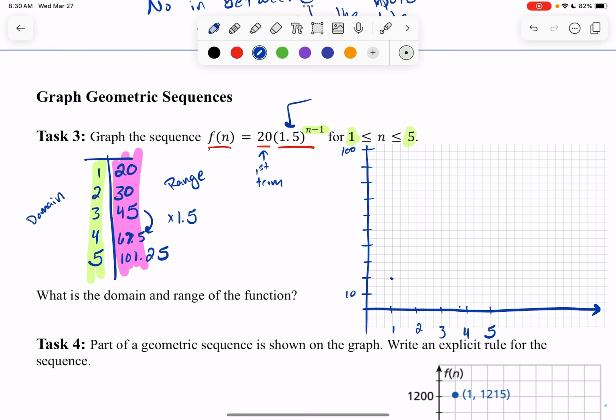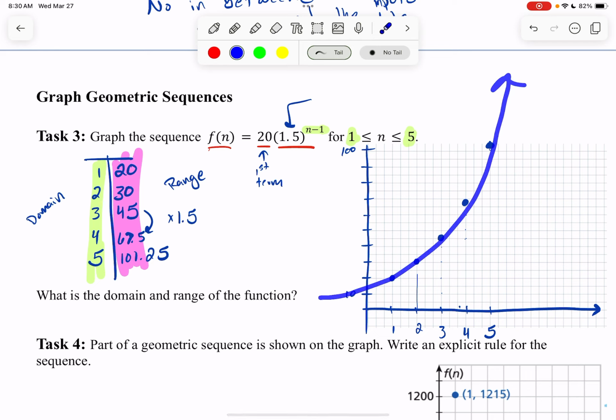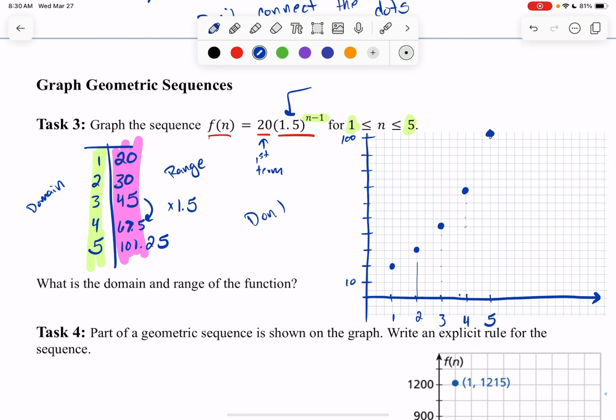So the first term is 20, puts me there. The second term is 30, puts me here. The third term is 45. 10, 20, 30, 45 would be there. The fourth term, 67.5. So here's 45, 50, 67.5 would be right about here. And the fifth term is up here at 101. So right about there. Okay, again, so we can see it does have kind of that curviness of an exponential, but we don't connect the dots. It's just those points. Don't connect the dots, because we're not talking about the in-betweens.